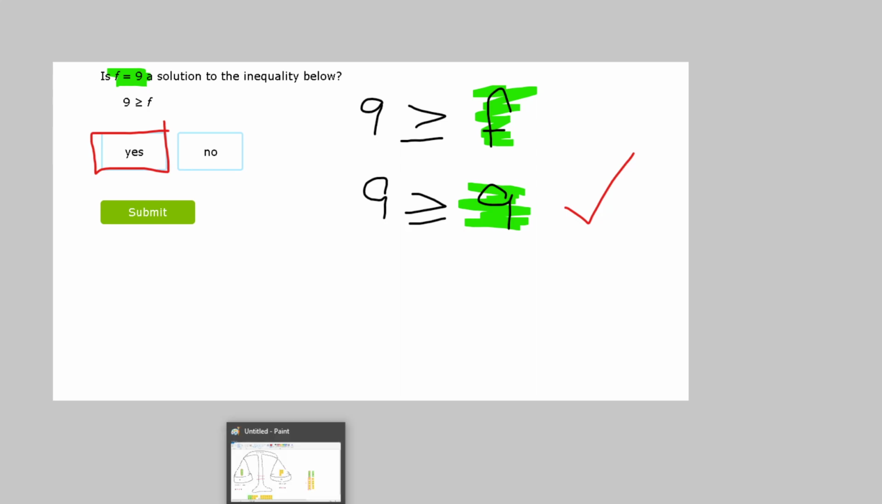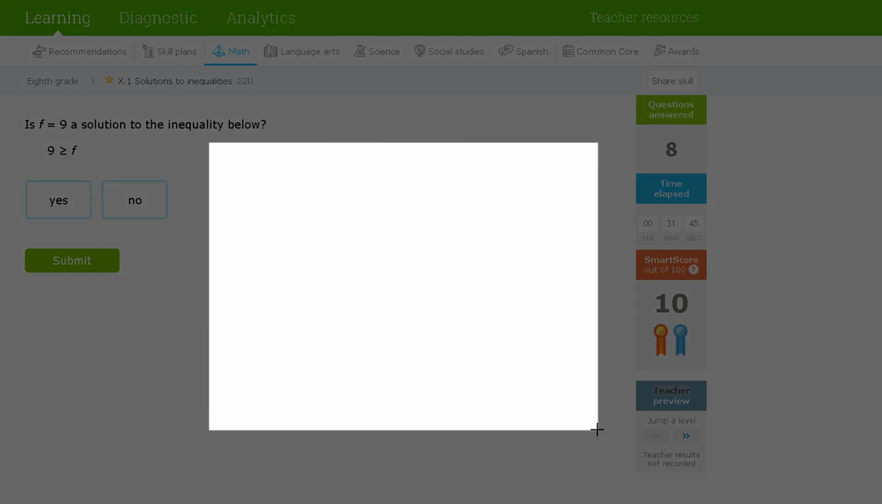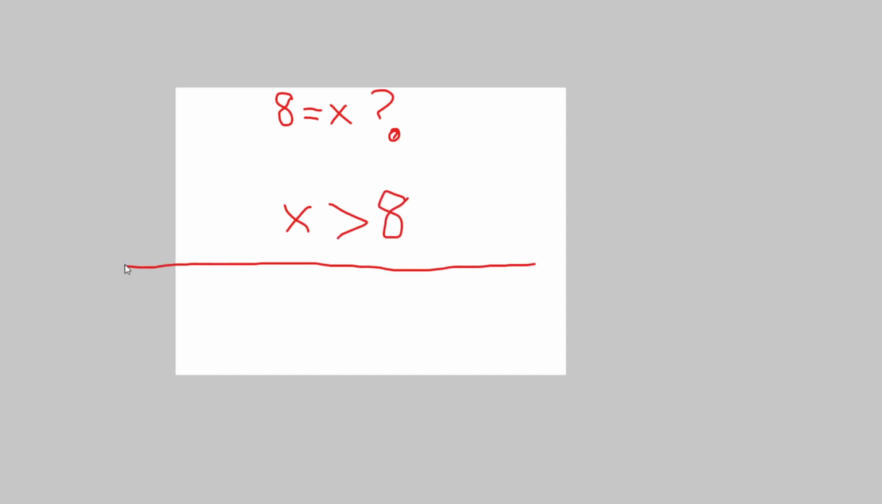So let me do kind of a new question here. What if we had the same? We want to see, is this a solution? Does 8 equal x work for this below? So this is kind of a new question. Would this work? Pause the video and think about it.